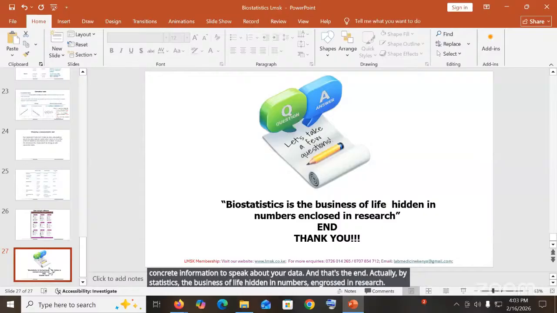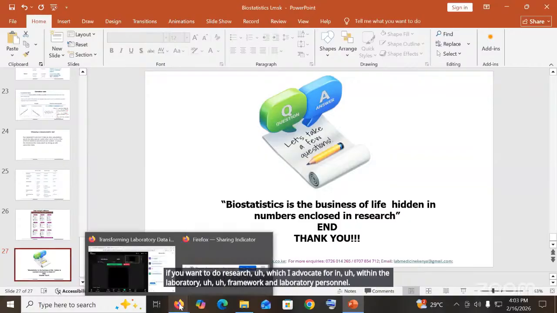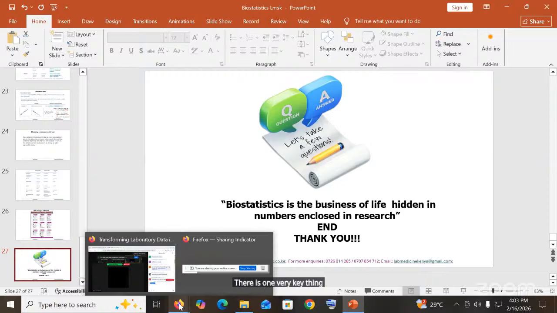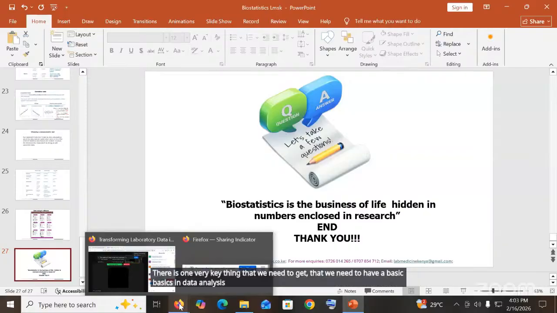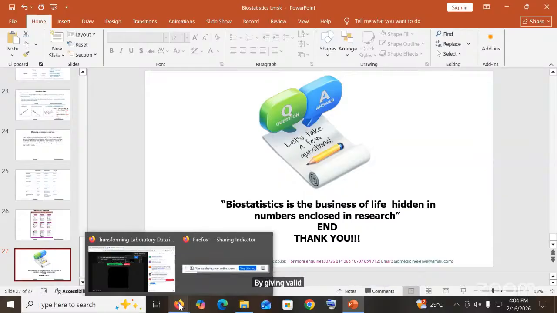So if you want to do research, which I advocate for within the laboratory framework and laboratory personnel, there is one very key thing that we need to have: basics in data analysis, so that you can use your data to communicate in conferences, in publications, and write papers, giving valid conclusions, valid inferences, valid descriptive statistics.